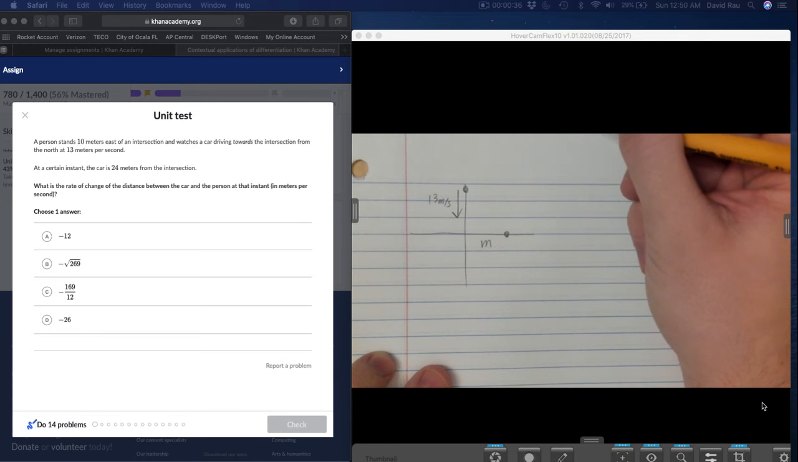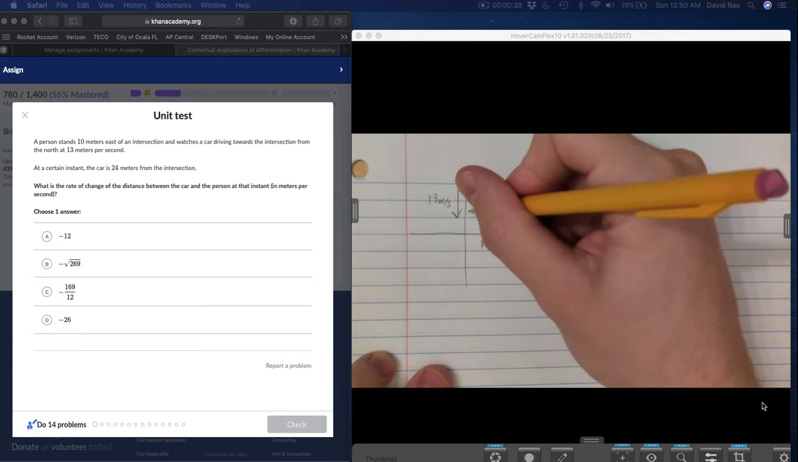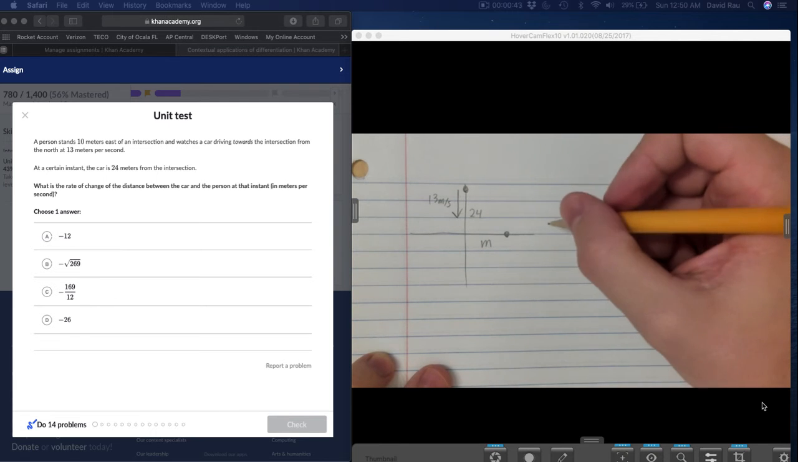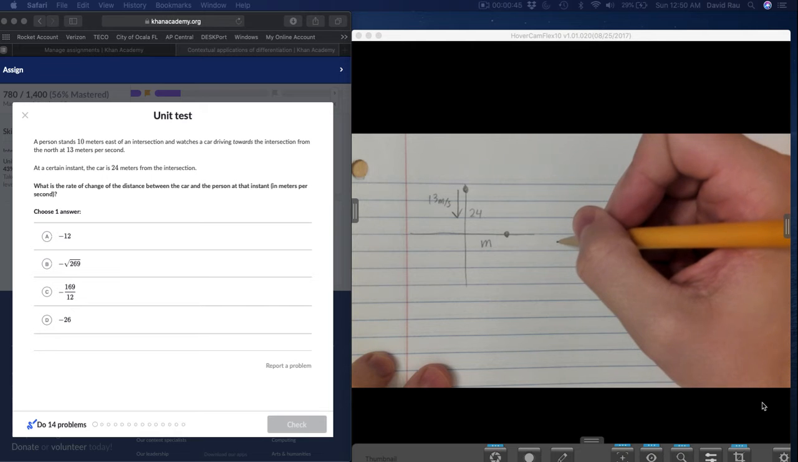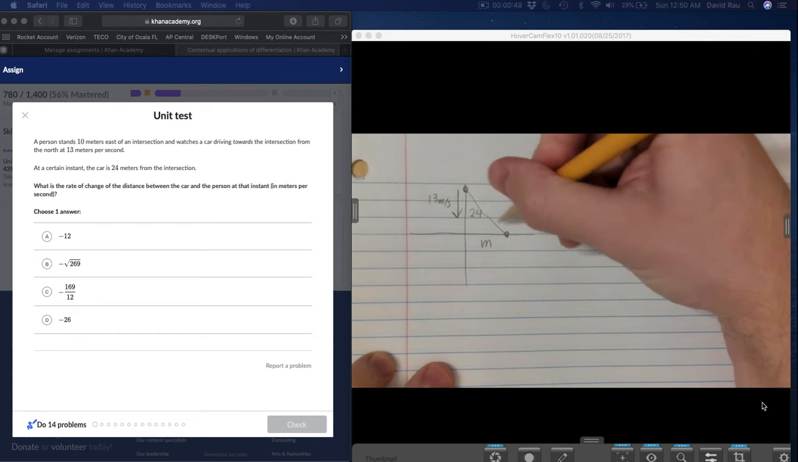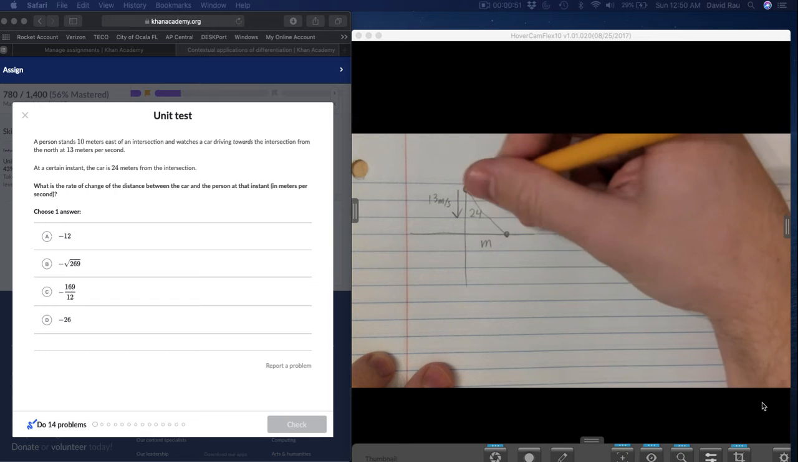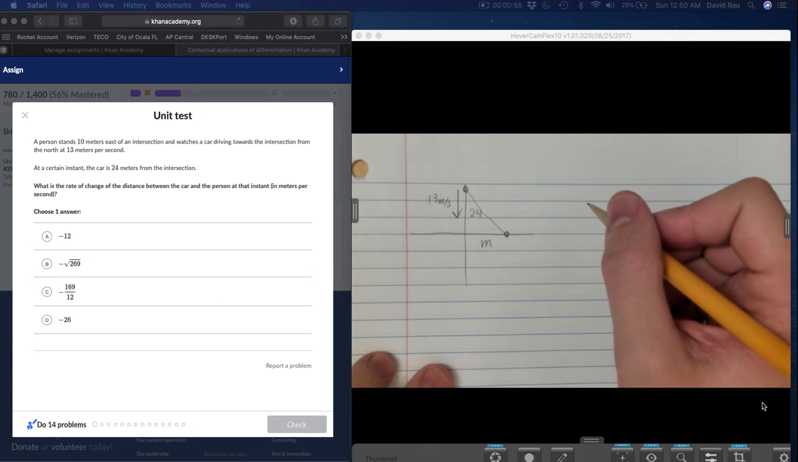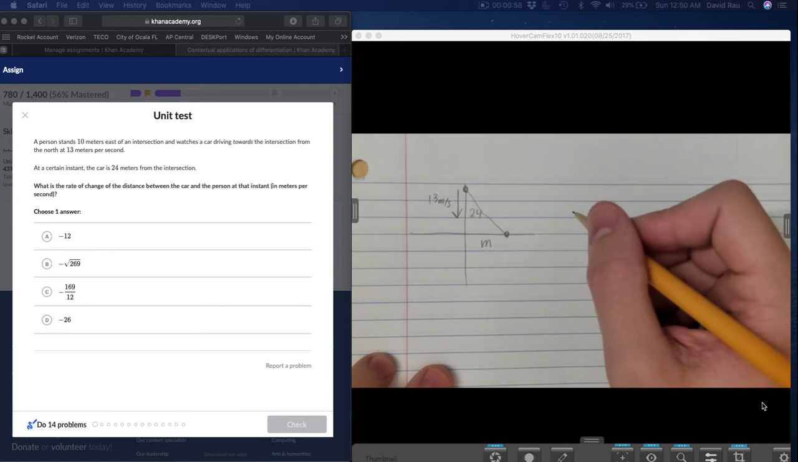And then it says at a certain instant the car is 24 meters from the intersection. And what is the rate of change of the distance between the car and the person in that instant? And so we are essentially looking for that rate, right? How much is that bar directly connecting them essentially decreasing?